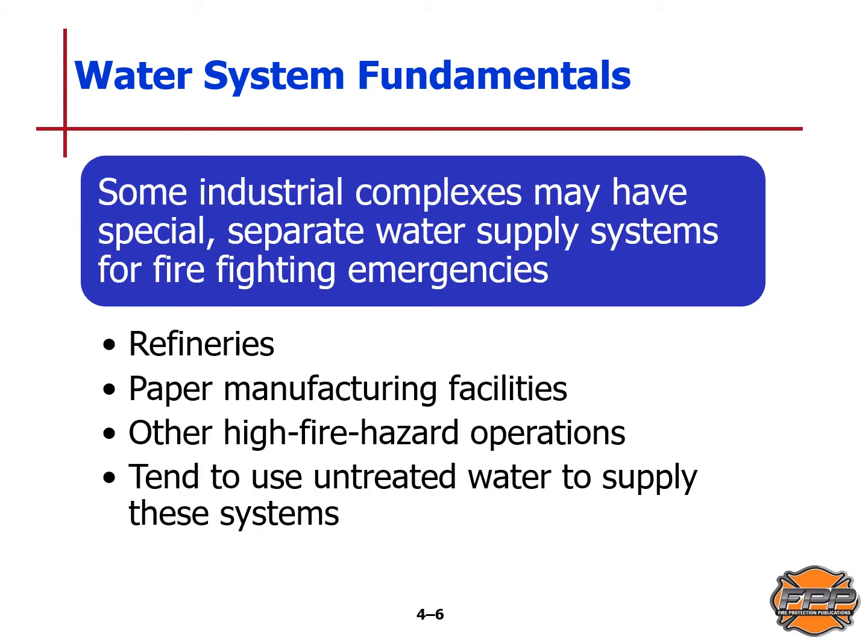Routine fires are handled from the standard water supply system. Some industrial complexes may have special, separate water supply systems for firefighting emergencies, such as refineries, paper manufacturing facilities, or other high fire hazard operations, and they tend to use untreated water to supply these systems.